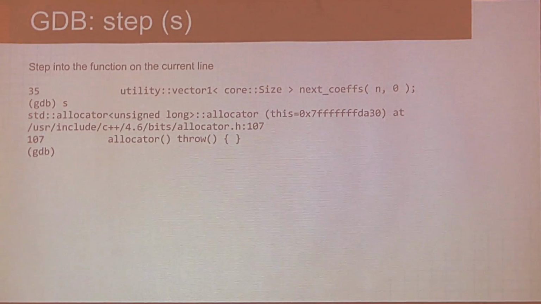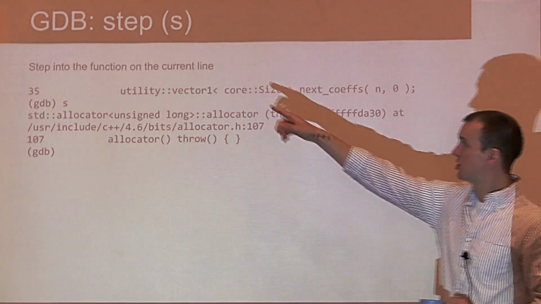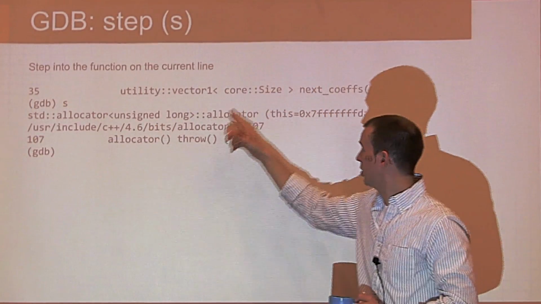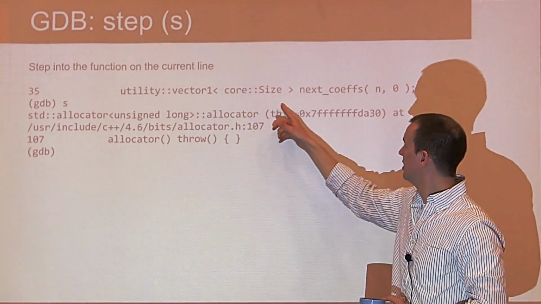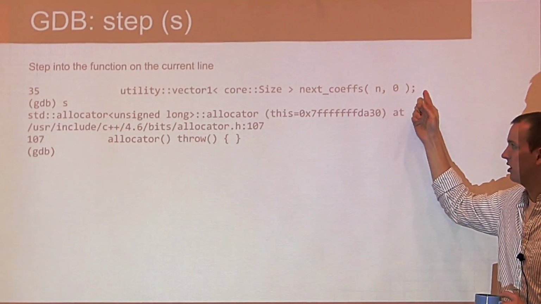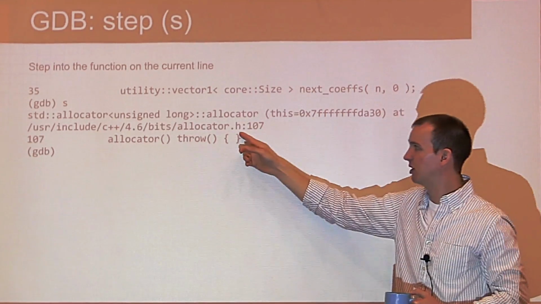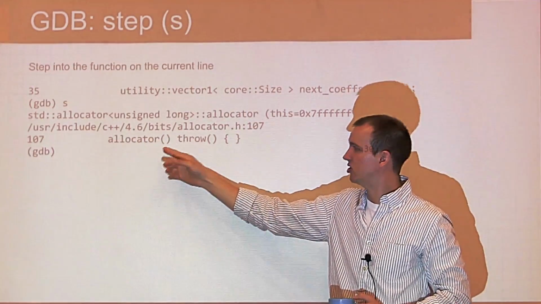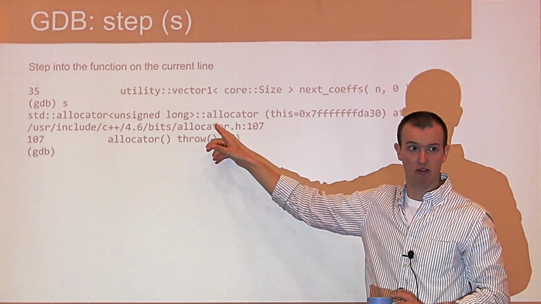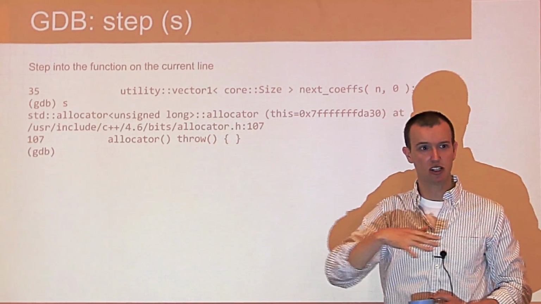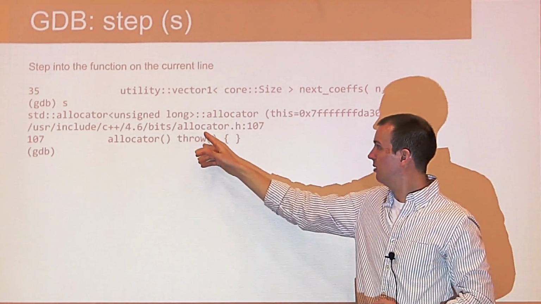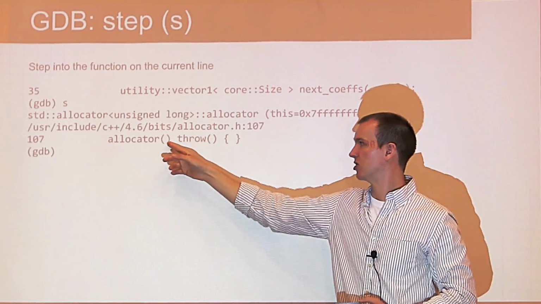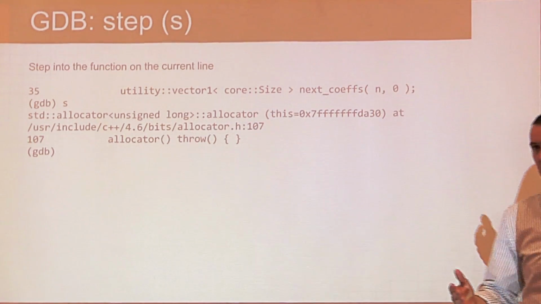If you're really interested in how a function actually executes, you may step into that function with the step command. You can either type out step or just say s. In this case, I was on line 35, and I want to see how this gets constructed. So I step into this, and that takes me to this allocator function deep inside. And there's the function, on line 37 of a file the system provides, in user include. Allocator just has an empty constructor, and that's what it does.